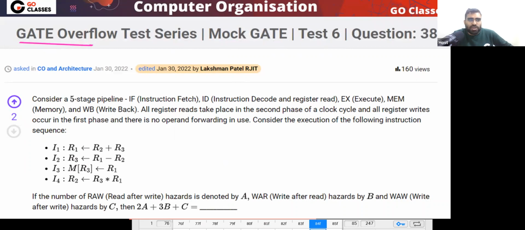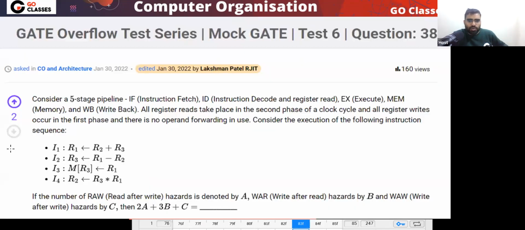Before we solve this, do you have any plan to attempt this? Have you already attempted GATE Overflow Mock 6? If you have already attempted it, then you can see the solution of this question. If you did not attempt it and you want to attempt it, only a few days are remaining for the GATE exam. I think only 7 or 8 days are remaining.